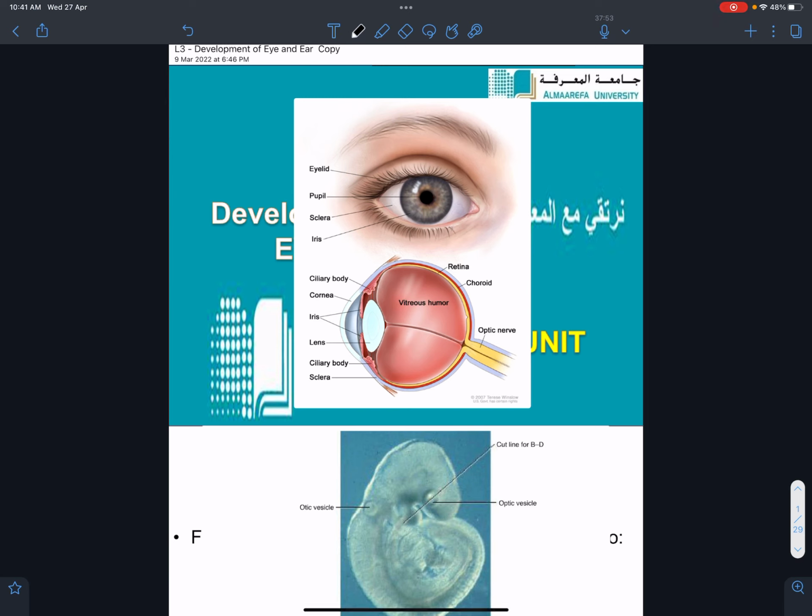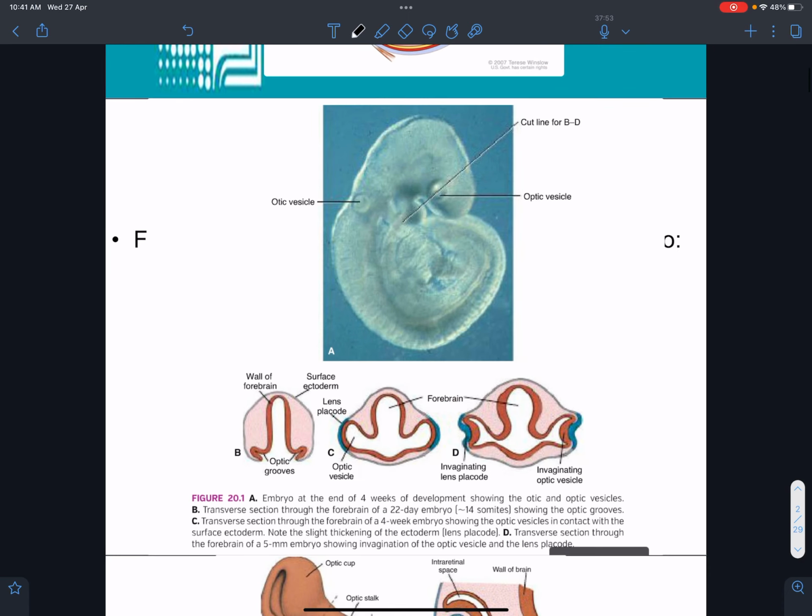Right, and if we look at it from inside, you'll see the iris, the lens, the cornea, the sclera, and this is the retina and the posterior chamber, as we know. And this is the optic nerve. All right, I want you to get familiar with the anatomy of the eye because the development will be parallel to it. All right, so let's start.